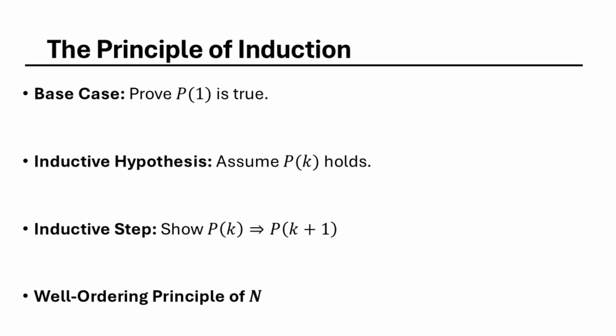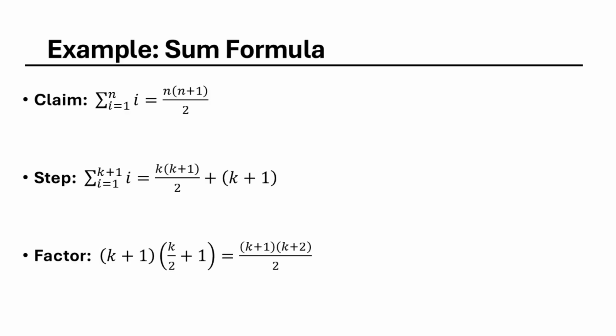Let's look at a famous example, the sum of the first n integers. The claim is that the sum of i from i equals 1 to n equals n times (n plus 1), all divided by 2. After verifying the base case for n equals 1, we assume the formula works for k. In the inductive step, we add k plus 1 to our sum. Through algebraic factoring, we show that the new sum follows the exact same formula for k plus 1. This proves the formula is true for every natural number in existence.